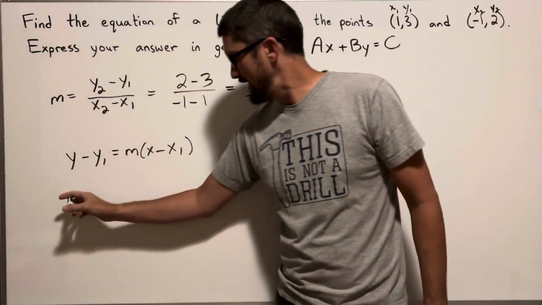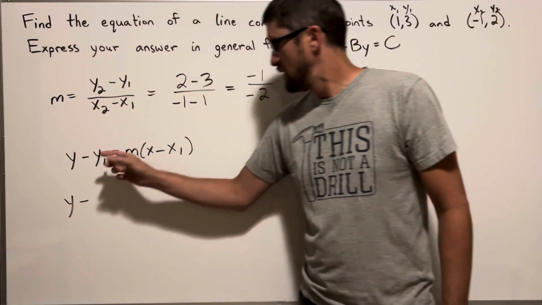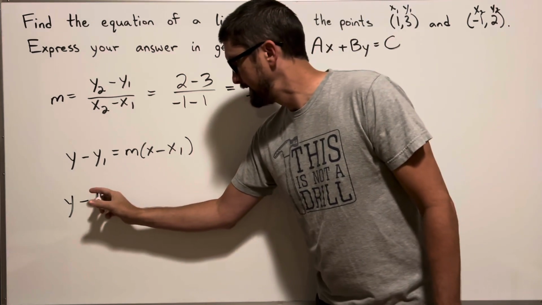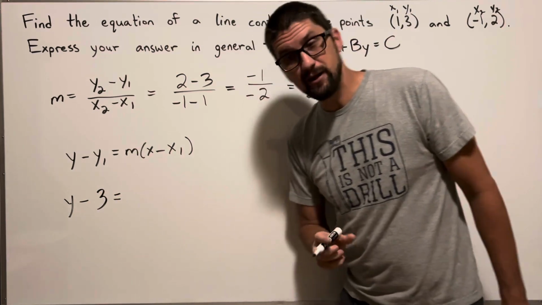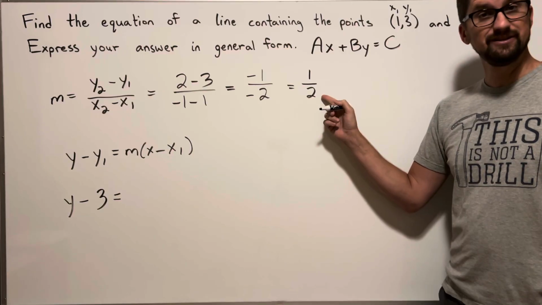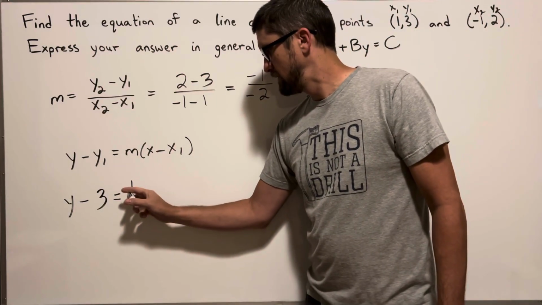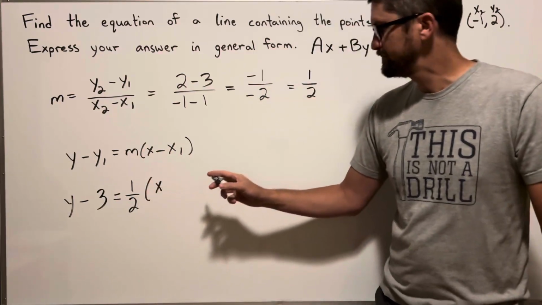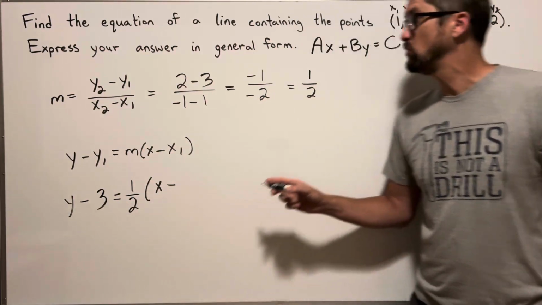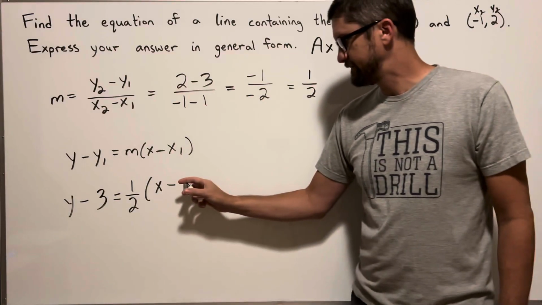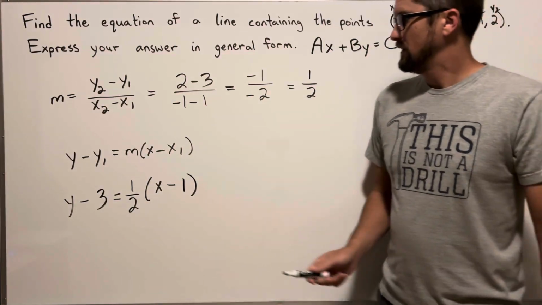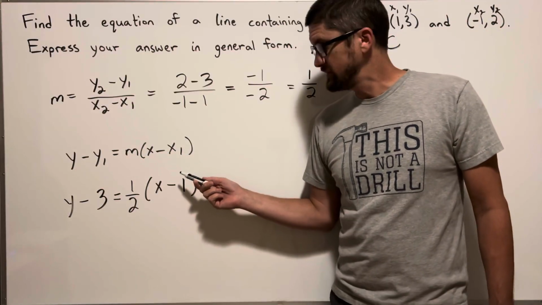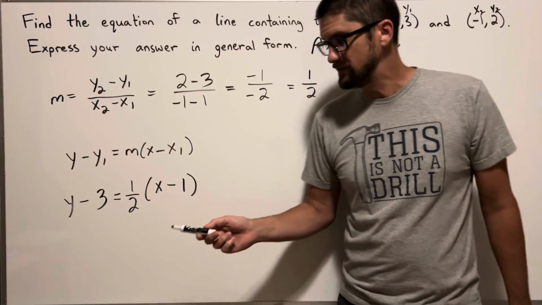All right, so I'm going to leave this y alone. y1, I'm going to plug in 3. The m, which I found earlier up here, is 1/2. Parentheses, leave this x alone, bring down the minus sign, and then x1 is 1. All right, so I found the slope, 1/2, then I used the point slope form. I plugged in the m and the x1 and the y1.